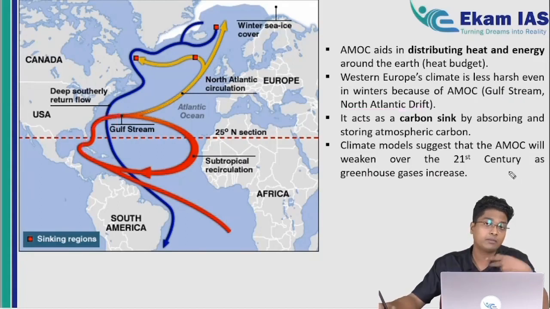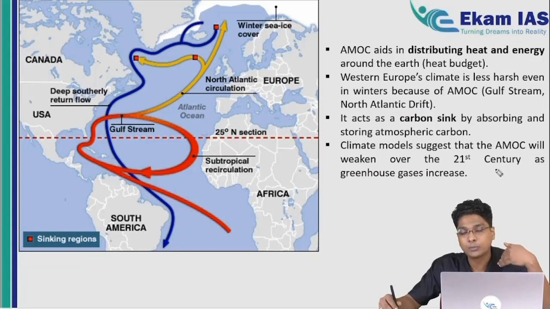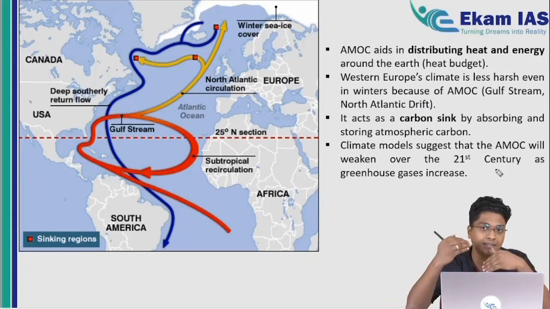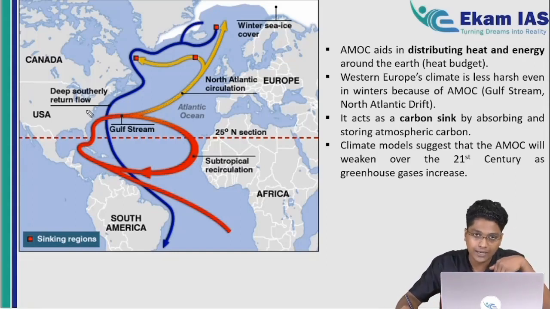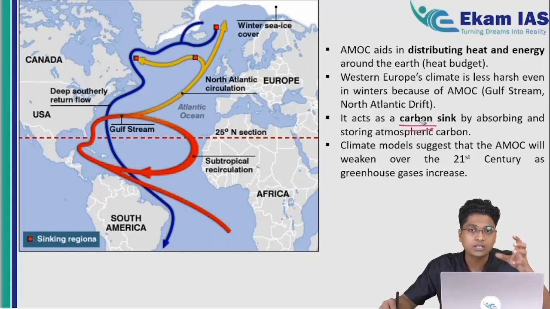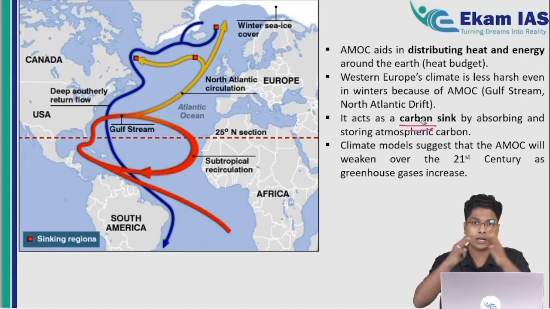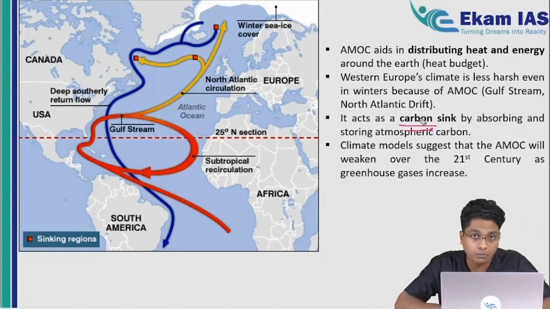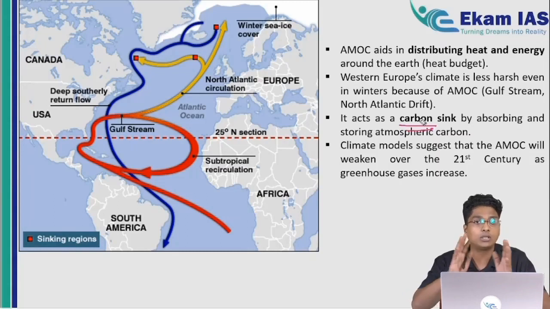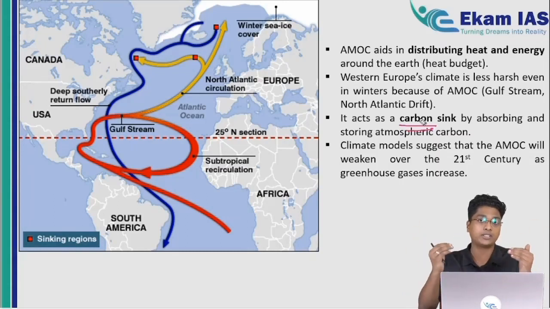Okay, so the benefit of this AMOC is that it transports heat and energy. Then it maintains the climate in Europe as well as in the eastern part of North America. It also acts as a carbon sink, absorbing carbon dioxide. Now we all know that the forest absorbs carbon dioxide from the atmosphere, but the largest body which absorbs carbon dioxide from the atmosphere is indeed the oceans. It's not the forest. The largest amount of carbon dioxide is absorbed by oceans rather than the forest.